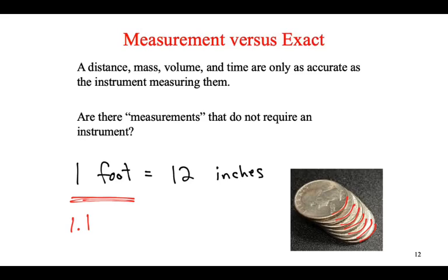Okay? There are certain definitions that count as exact things. 1 foot is 12 inches. There are 4 cups in 1 quart. Was that a question or an answer? Because I didn't know. Right? Those are defined, which means they have infinite sig figs.